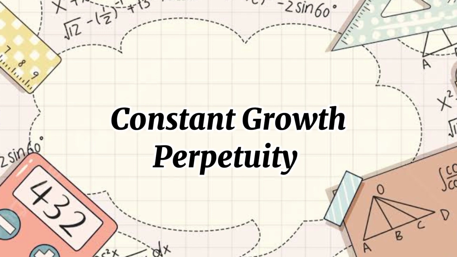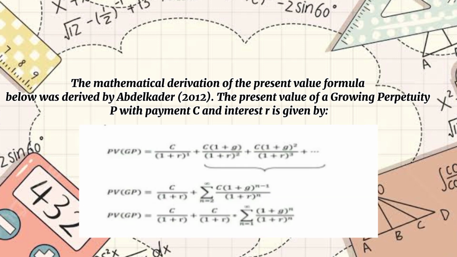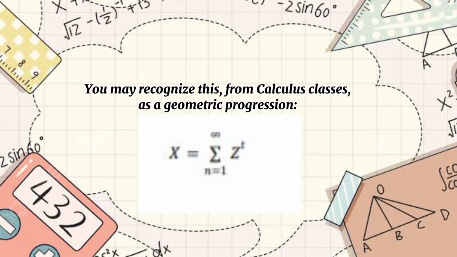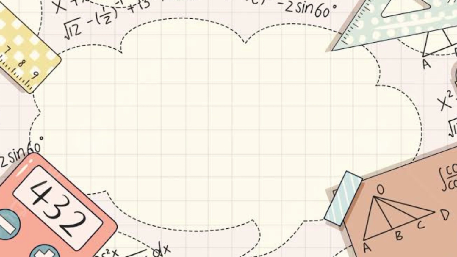Constant growth perpetuity. The mathematical derivation of the present value formula below was derived by Abdelkader 2012. The present value of a growing perpetuity P with payment C and interest R is given by. You may recognize this from calculus classes as a geometric progression. X is equal to the summation of z raised to t where n is equal to 1 up to infinity, where z is a positive constant that is less than 1 and x is the sum of the geometric progression. The series is important in calculating the present value of the cash flow in the past year.